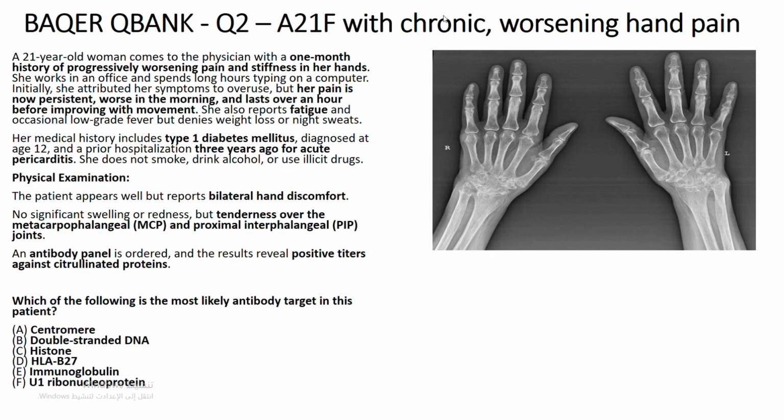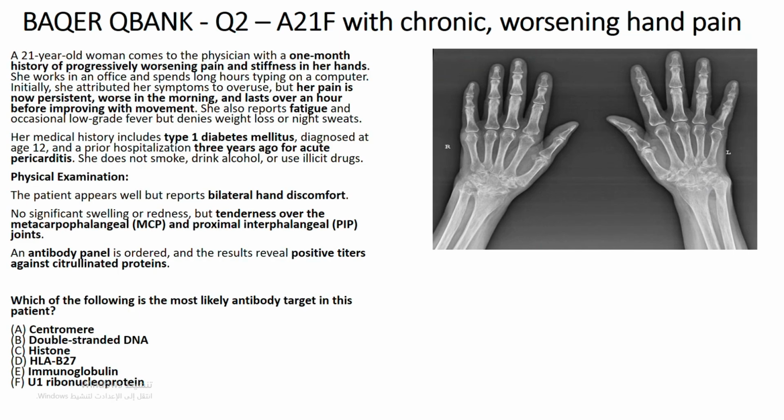So, the X-ray shows joint space narrowing and osteopenia, and the antibody panel detects positive titers against citrullinated peptide. So, this is a classic rheumatoid arthritis patient. When you see bilateral hand pain that spares the distal interphalangeal joint, and a positive titer against citrullinated peptide, this is absolutely rheumatoid arthritis. Now, which of the following is the most likely antibody targeted in this patient?